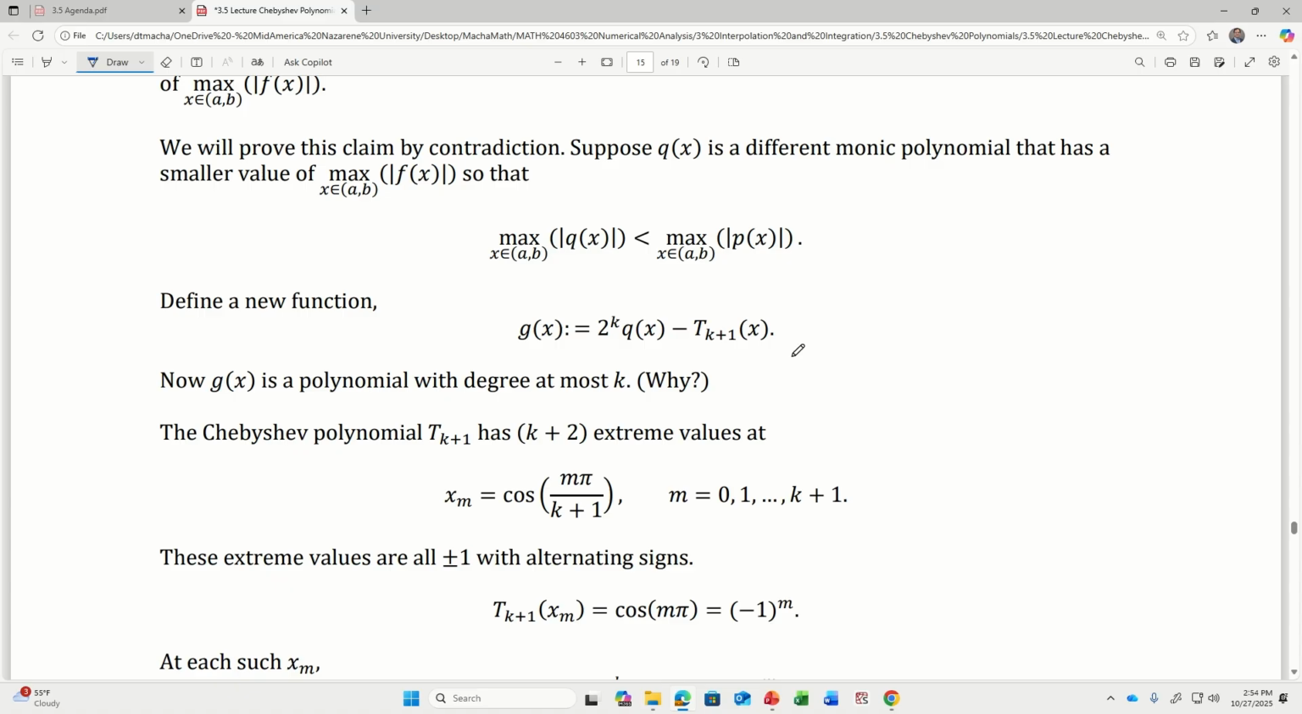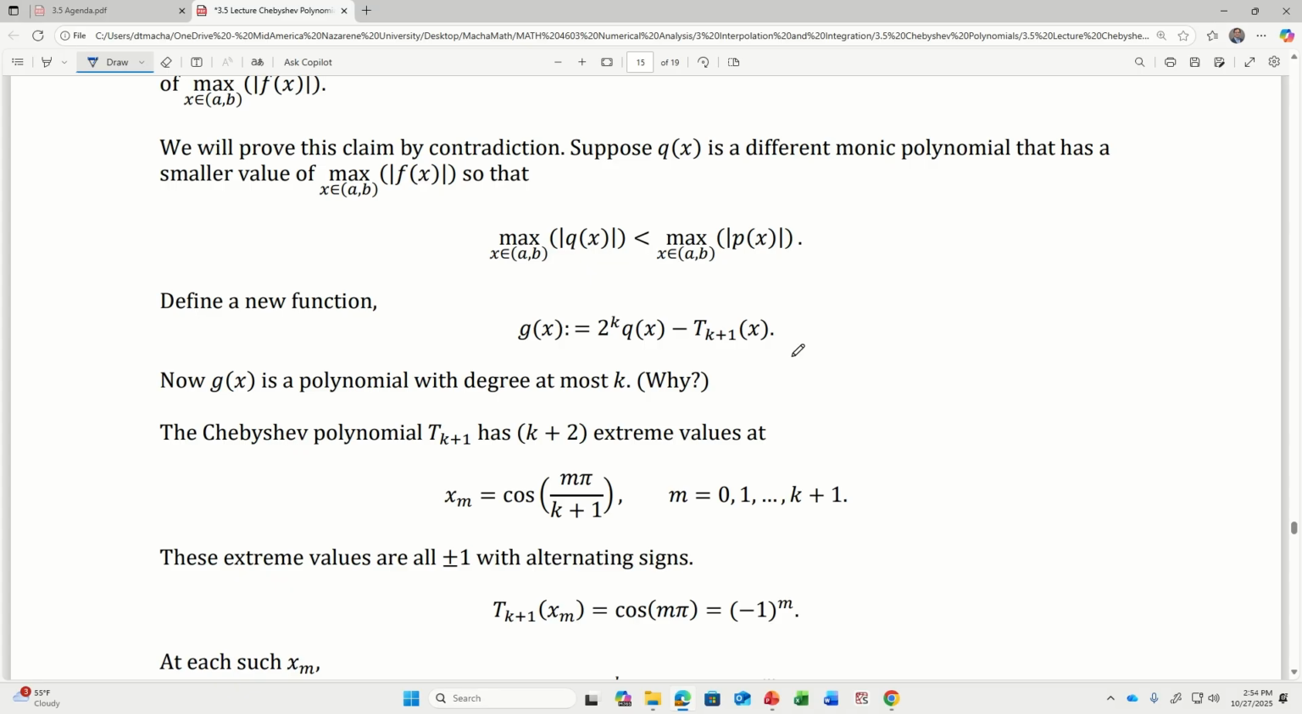Because q is a polynomial with degree k plus 1 and a leading coefficient of 2 to the k, p is a polynomial with degree k plus 1 and leading coefficient 2 to the k. So when I subtract them, their leading terms are the same, and their leading terms are going to cancel each other out. So if the x to the power k plus 1 terms cancel each other out, the next biggest power of x would be k. Does that make sense?